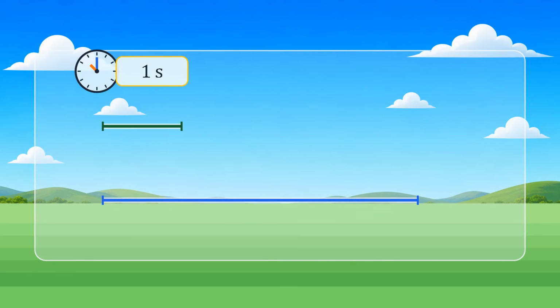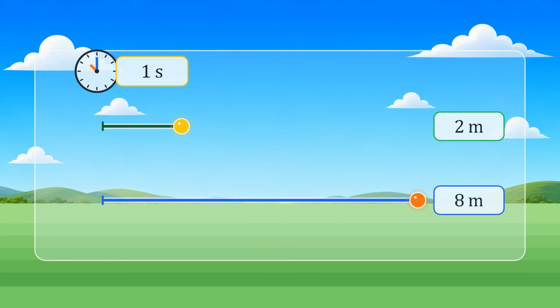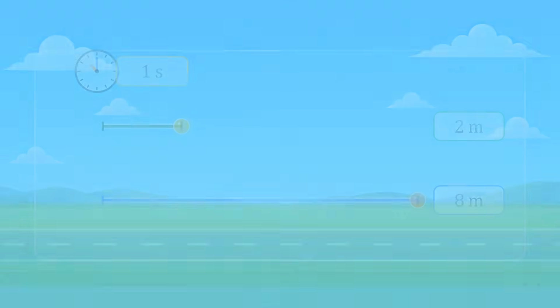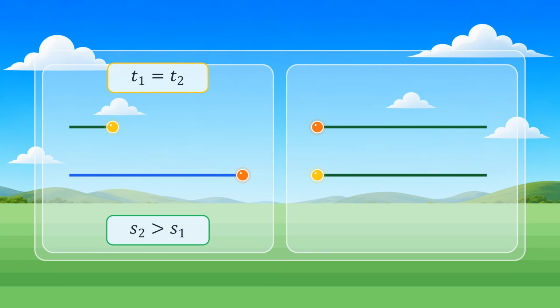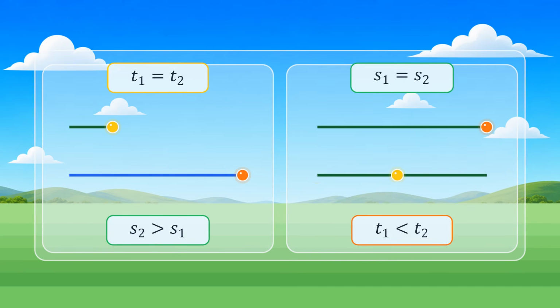The same distance can correspond to different speeds because the times are different. The reverse comparison works too. Watch two balls for 1 second. The first travels 2 meters. The second travels 8 meters. In the same time, the ball that covers more distance is faster. So there are two useful comparisons. If the time is the same, the object that covers more distance is faster. If the distance is the same, the object that takes less time is faster.